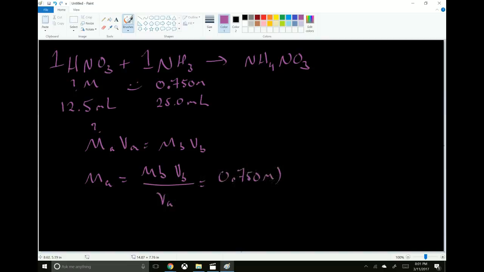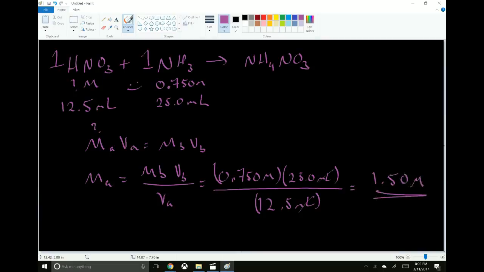0.750 molar times 25 mL divided by 12.5 mL. Again, so long as you keep the volumes in the same units, they'll cancel out nicely and leave us with 1.50 molar, the concentration of our acid.